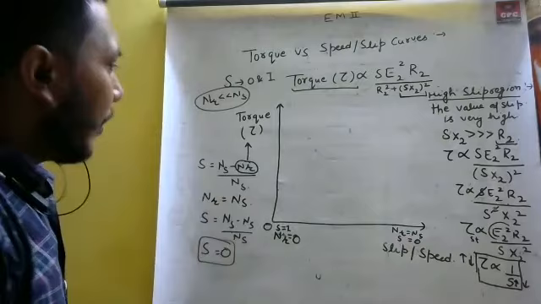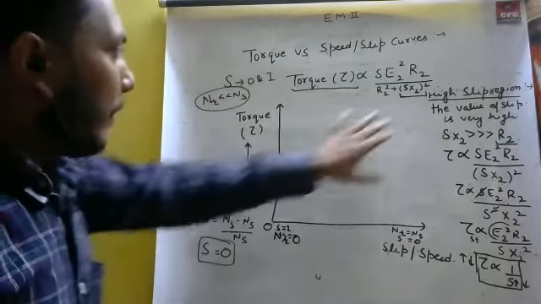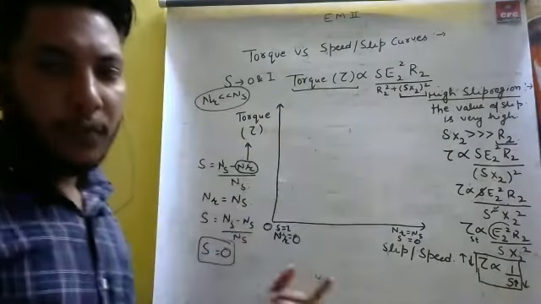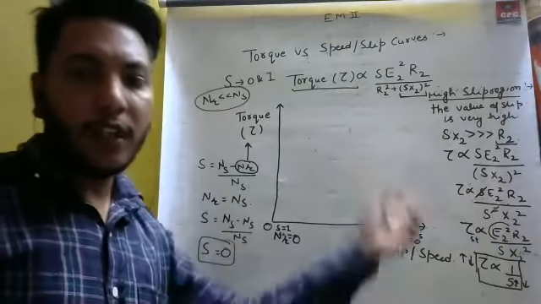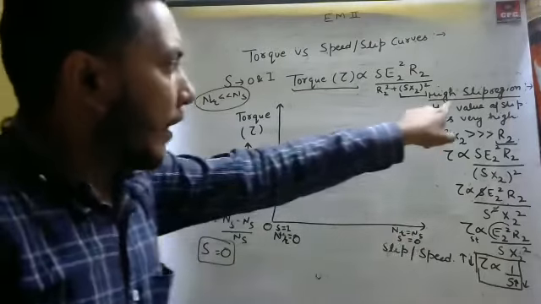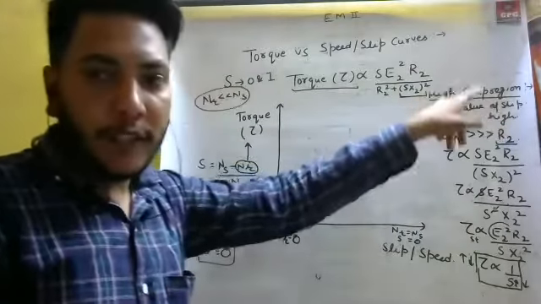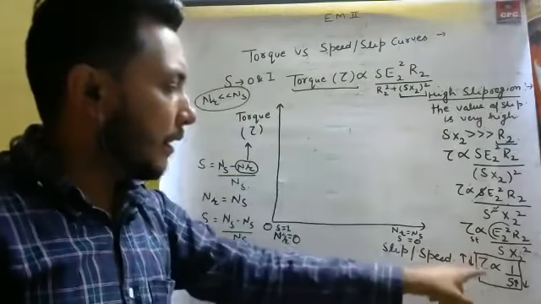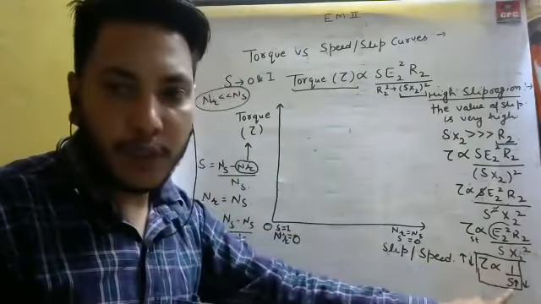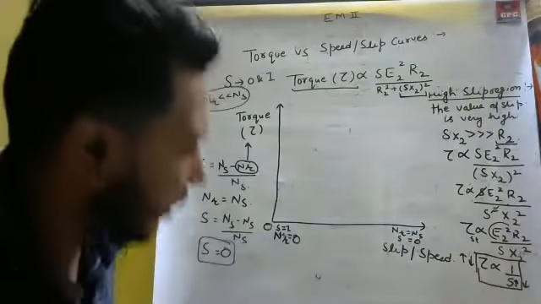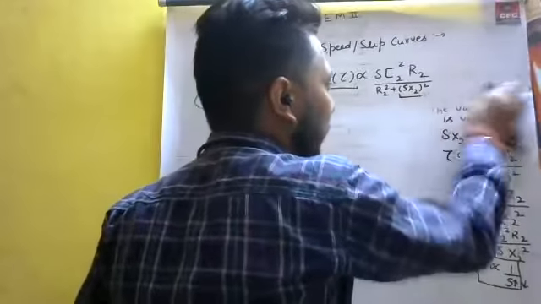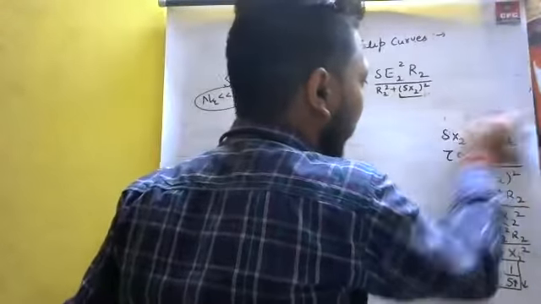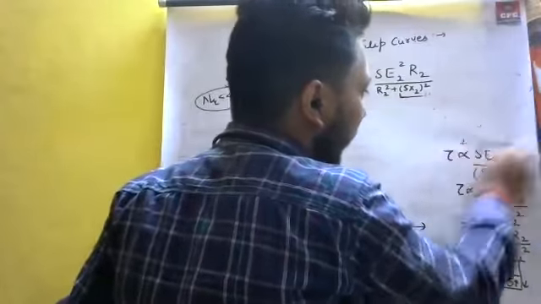Now we know that the induction motor operates in two regions. First is the high slip region and second is the low slip region. We are talking about the high slip region. We calculate that in the high slip region, the torque is inversely proportional to 1 upon s. So this is your starting torque condition.